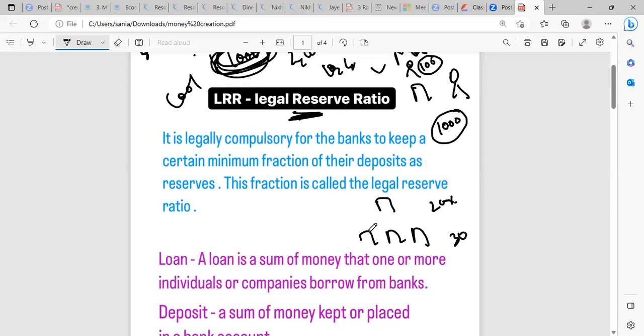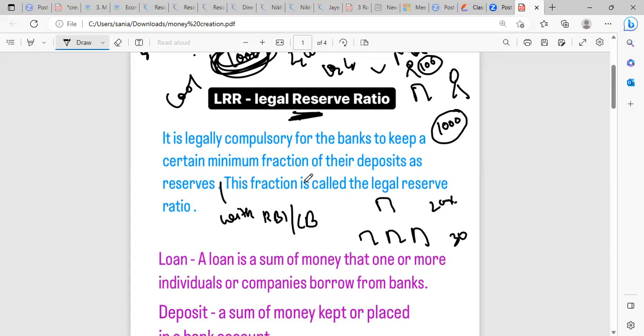It's not like that this commercial bank will say, no, I will not save my money. No, it's not like that. So it is legally compulsory for the banks to keep a certain minimum fraction of their deposit as a reserve. And then over here you will add a line with RBI, or you can write with central bank, CB.